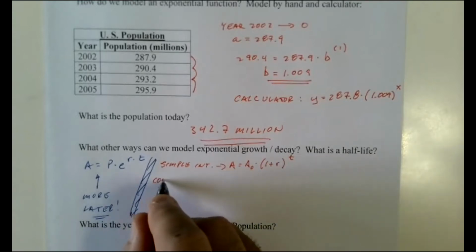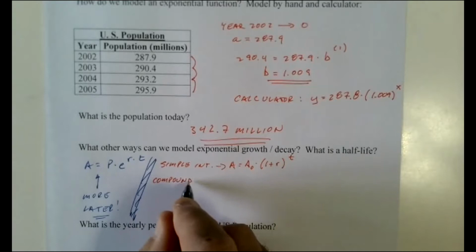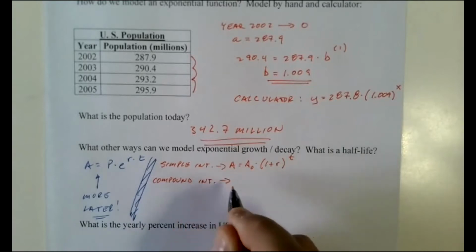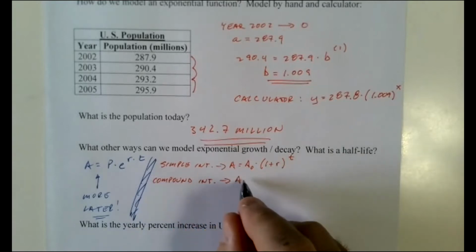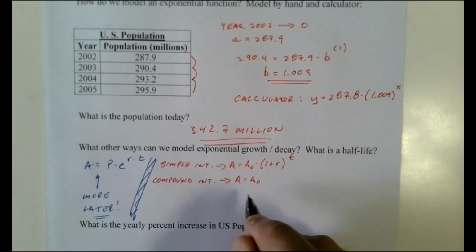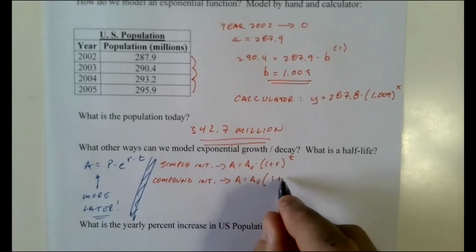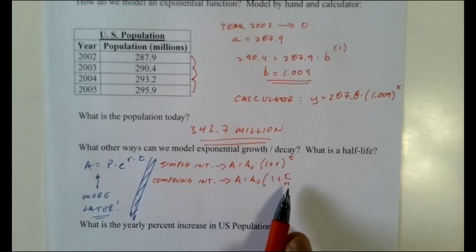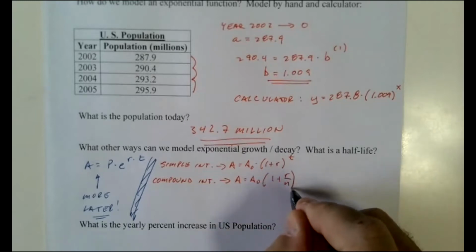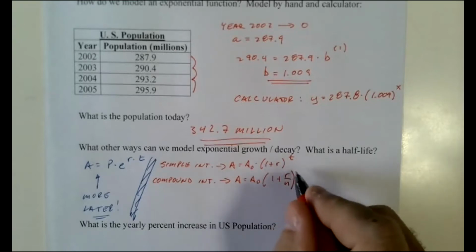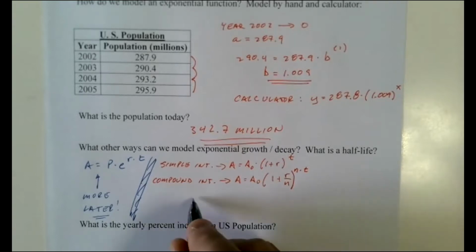Or you can calculate compound interest with how much you have now is your original amount. And this is where it gets fun. 1 plus r over n. Monthly would be a 12. Weekly would be a 52. Quarterly would be 4. Your bank usually does it monthly because you get statements every month. So that's n, the number of compounds.